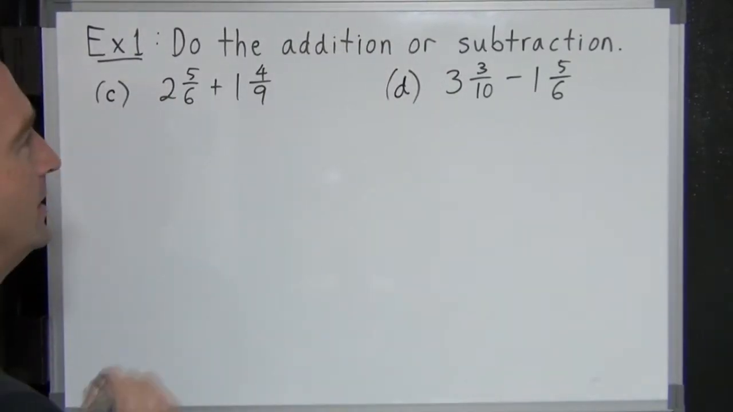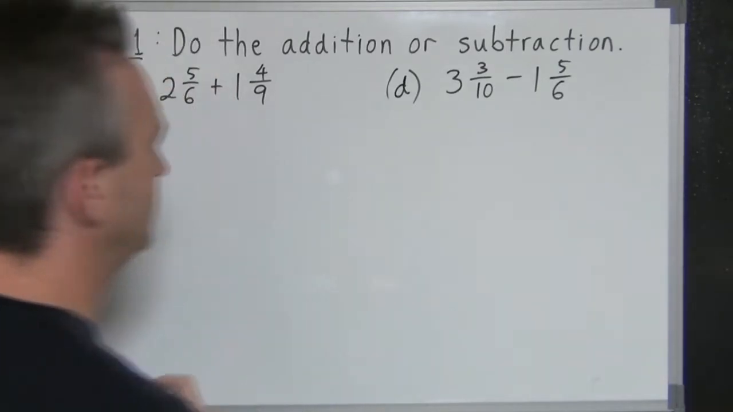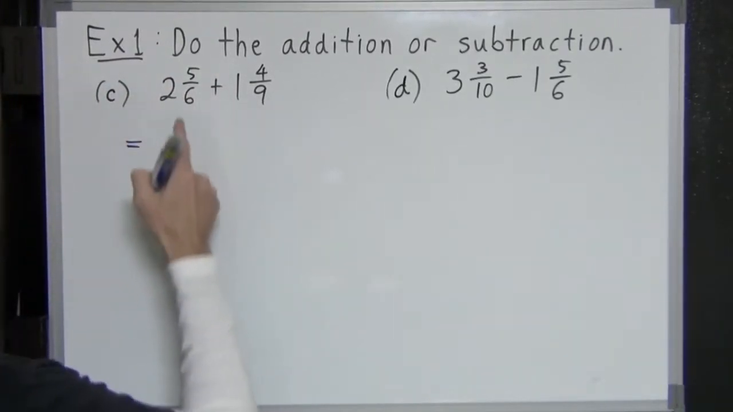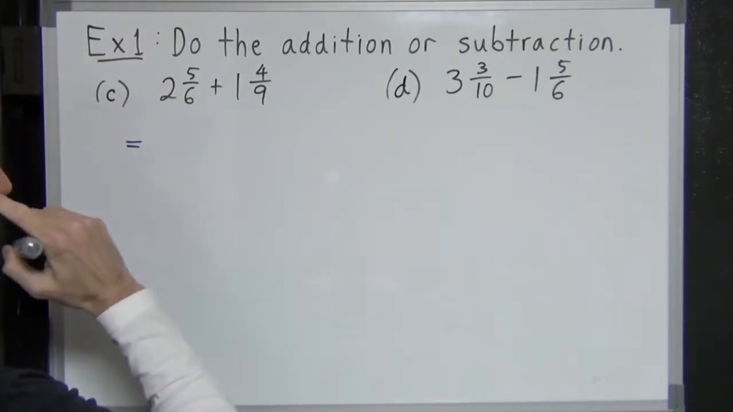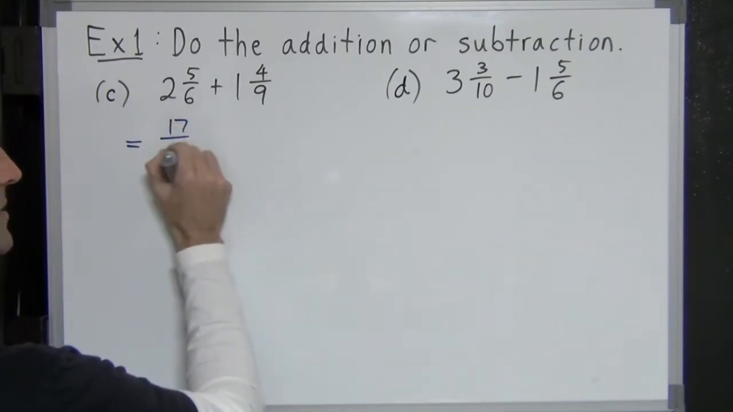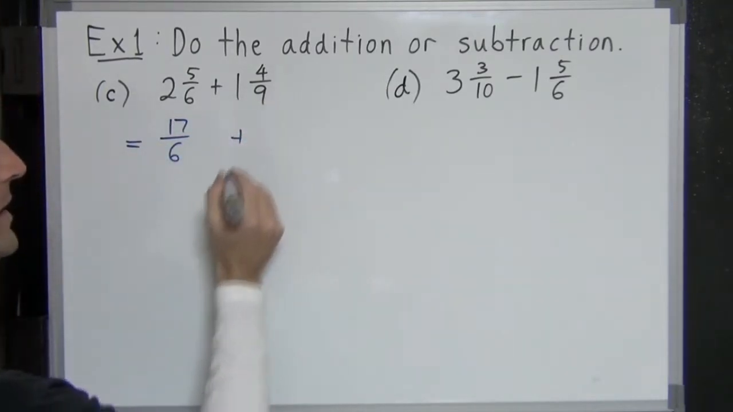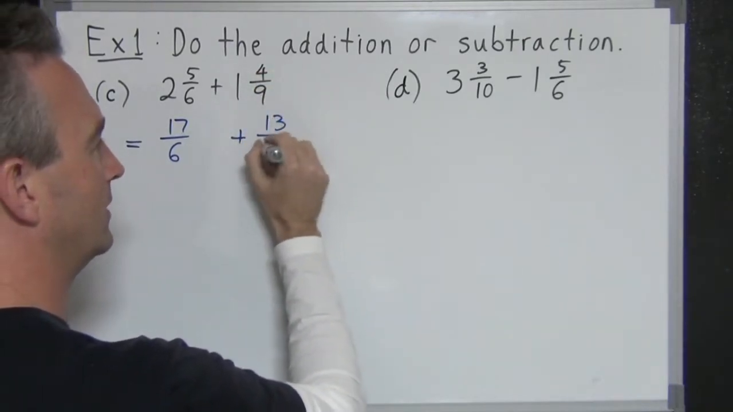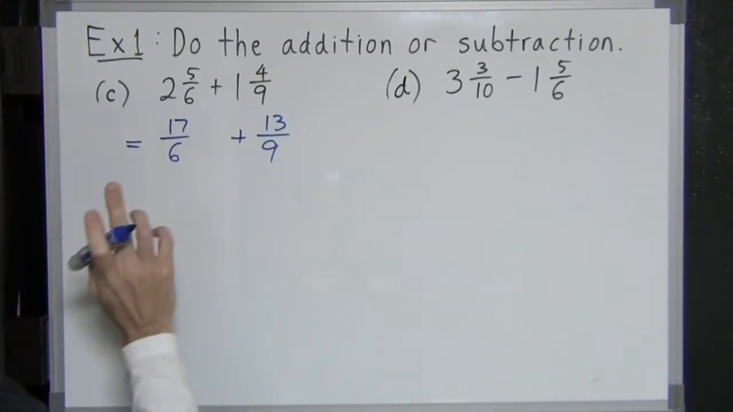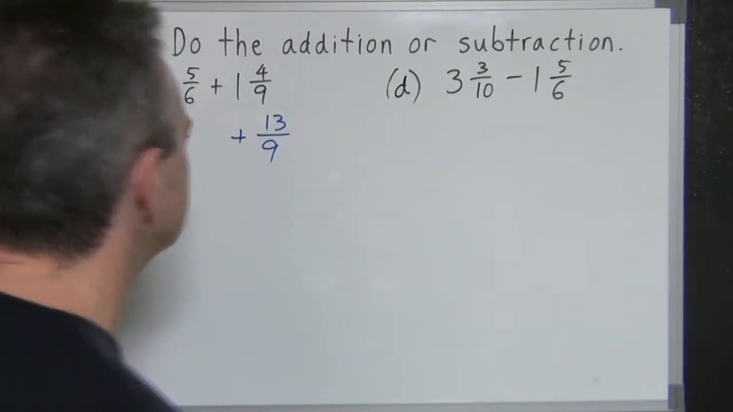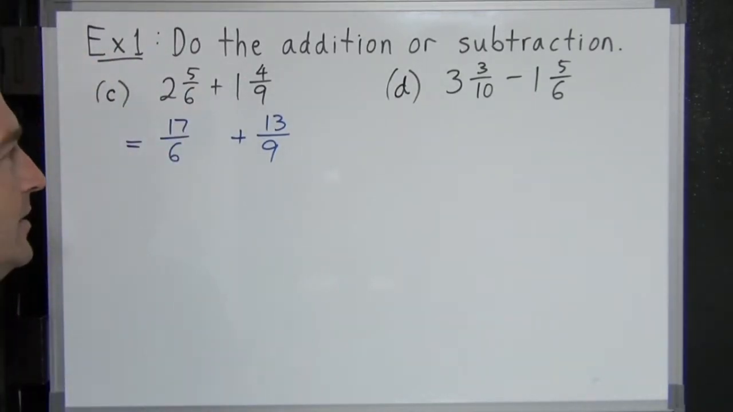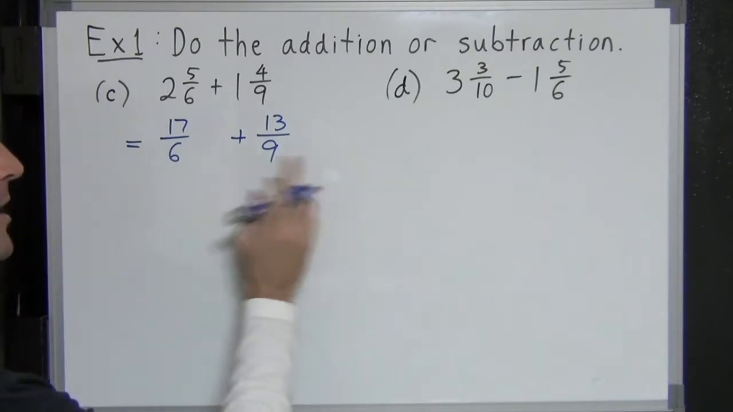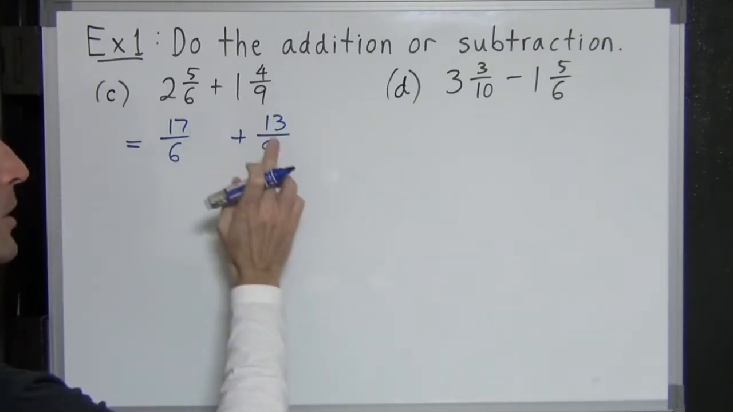Let's try C. 2 and 5/6 plus 1 and 4/9. 2 6s are 12, plus 5 is 17 over 6. 1 9 is 9, plus 4 is 13 over 9. So we have denominators of 6 and 9. What's the lowest common denominator of 6 and 9? Pick whichever one you like. Eeny, meeny, miny, mo. 9.